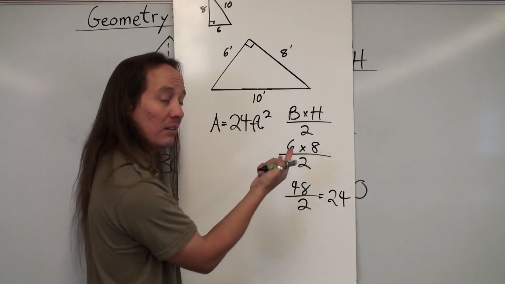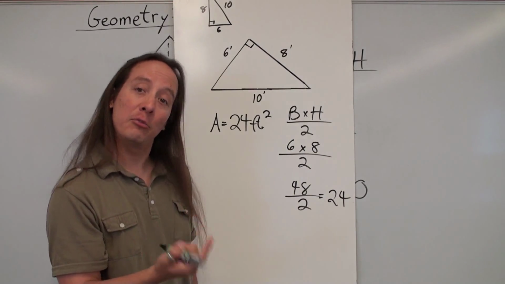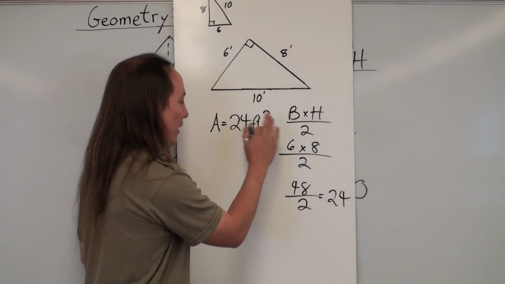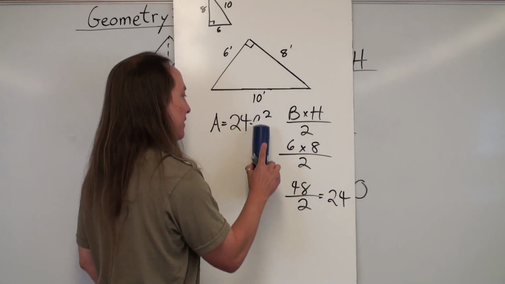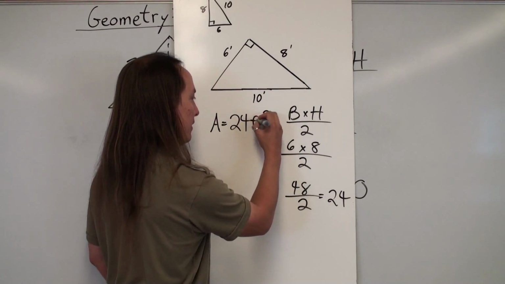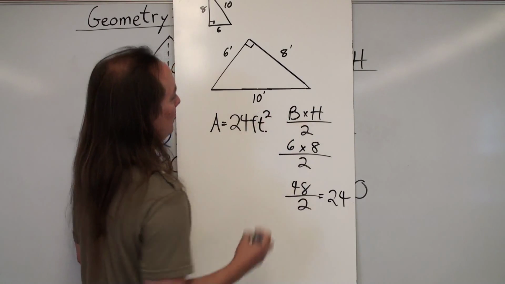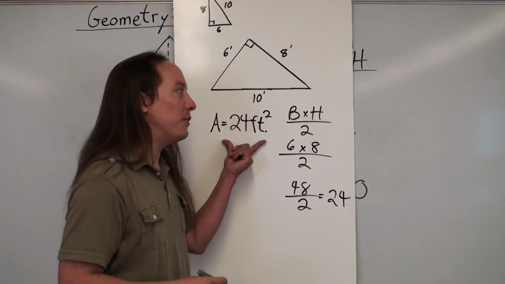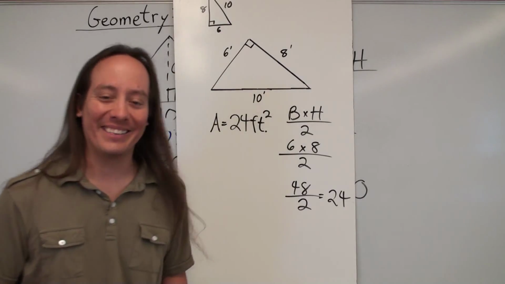All right, so 24 feet squared. That's supposed to be an FT. Okay, I'm sorry if it doesn't look like an FT. So 24, okay, dang it. There, a little better. Anyway, so 24 feet squared is the area of the triangle, okay?